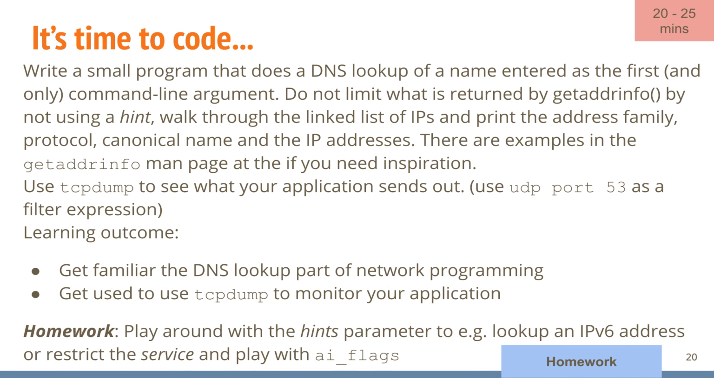Since we want to see what, if any, packets are sent out by a call to getaddrinfo, use tcpdump to sniff on your network interface. The filter expression you want to use is udp port 53, which is the DNS server port. This exercise is intended for you to get familiar with the DNS lookup part of network programming and have a go at another useful tool, tcpdump. As homework, please play around with various hint parameters and in particular with the flags. See how the outcome of getaddrinfo changes depending on your choices. Happy coding!